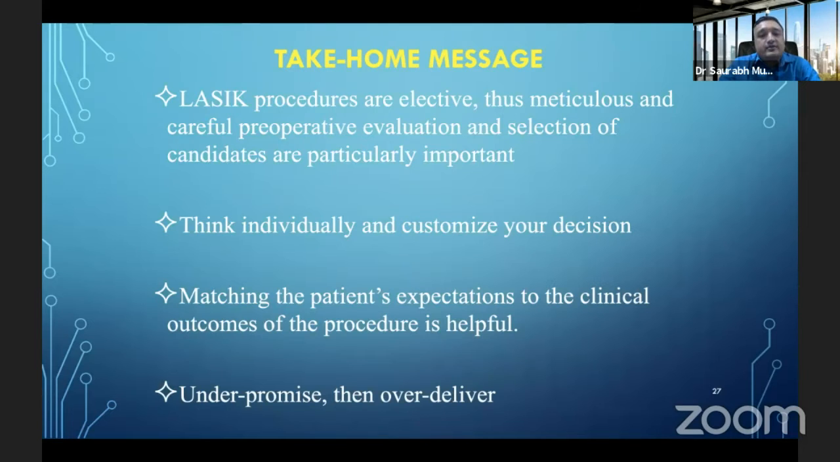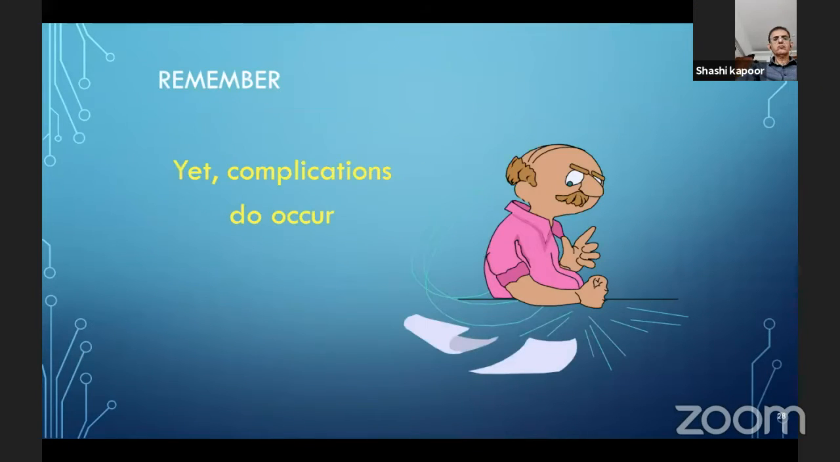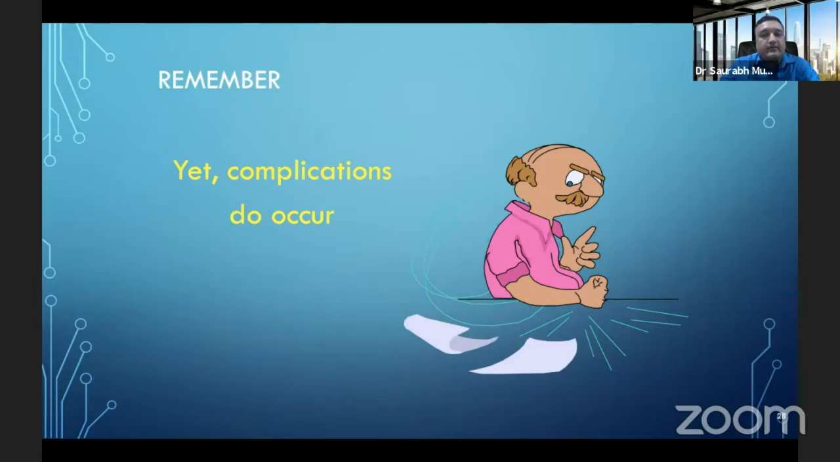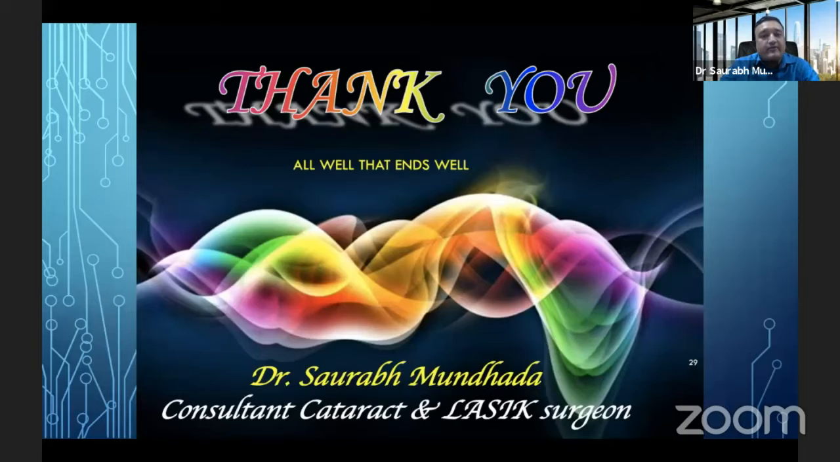LASIK procedures are elective. So you do a meticulous and careful preoperative evaluation and selection of patients. You take a decision and customize your decision depending on the patient, as well as your topography and other general ocular health. You try to match the patient's expectation to the clinical outcome, and always under-promise rather than over-promise. Yet complications do occur. Take a second opinion, take help, and never fear to handle the complications. That's all from my side.